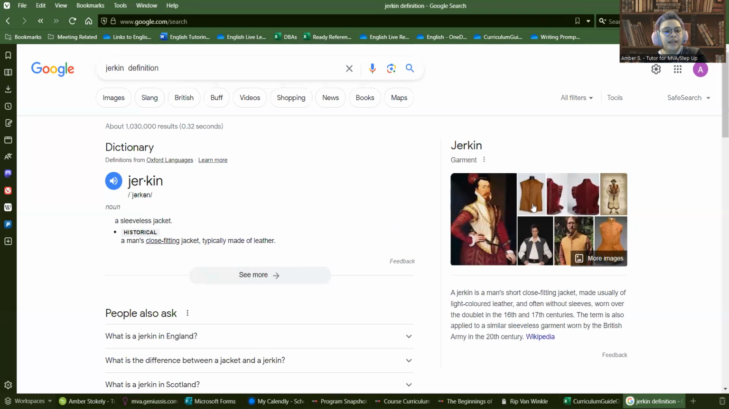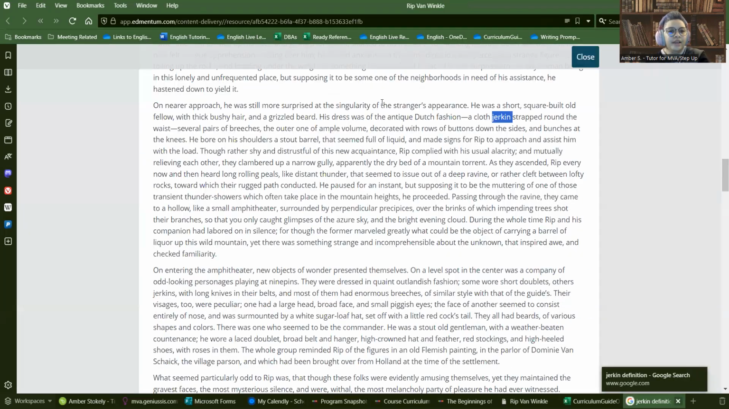Yeah, so it's basically like a jacket tied around his waist. I think that's a better description. And I mean, it's pretty much like an old-timey leather sort of thing. It says here often without sleeves, so it's like crazy. And it says it's close to a sleeveless garment that's worn by the British Army. So yeah, this thing is strapped around his waist.